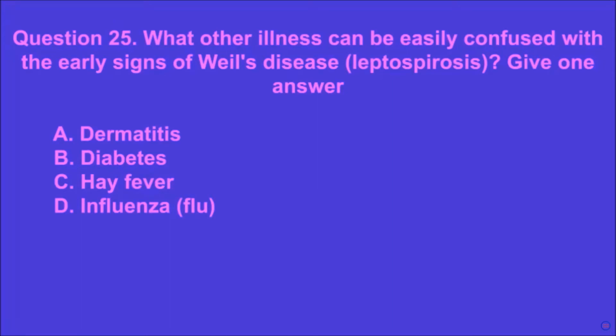Question 25. What other illness can be easily confused with the early signs of Weil's disease, leptospirosis? Give one answer. A. Dermatitis. B. Diabetes. C. Hay fever. D. Influenza, flu. D. Is the correct answer.